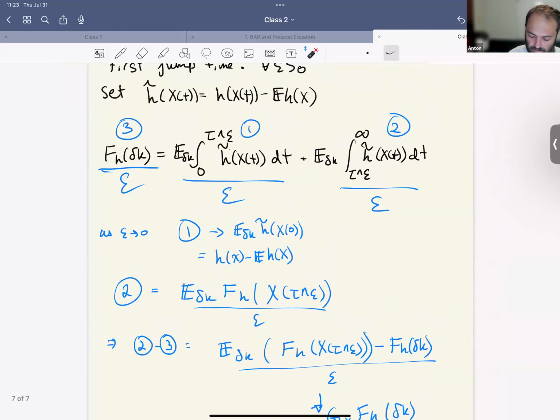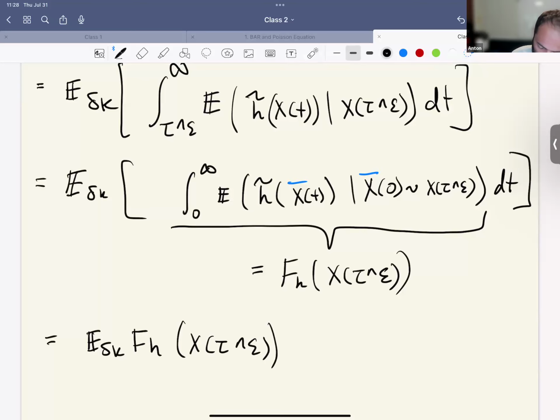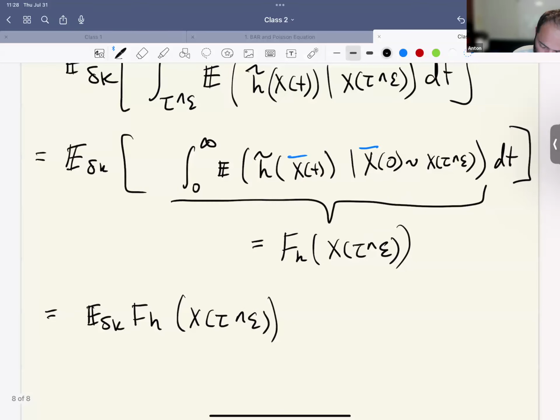Okay. Now, what I want people to realize is that this thing equals the potential function. And what is the initial condition of the potential function? The initial condition of the potential function is x tau minimum epsilon. So the whole object is the expected value, starting from delta k, of f sub h of x tau minimum epsilon. And then we're done.